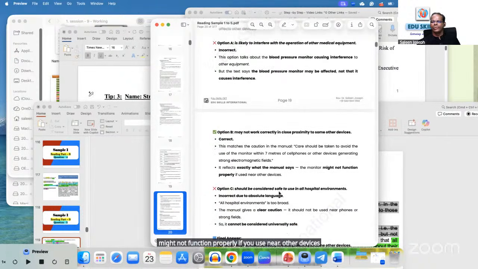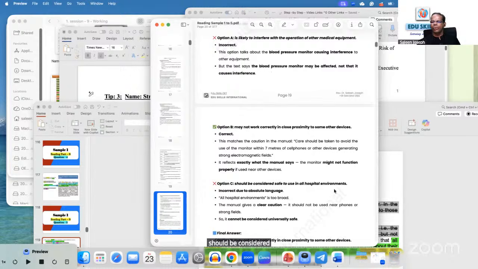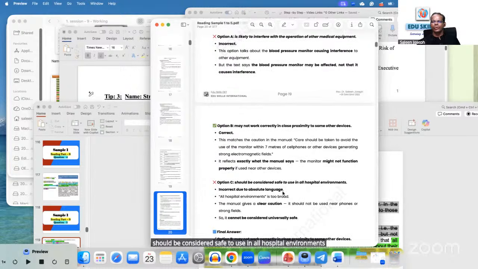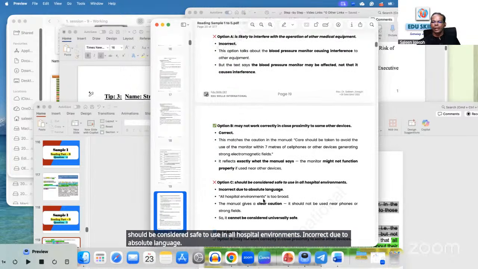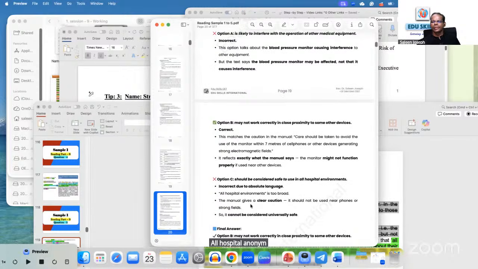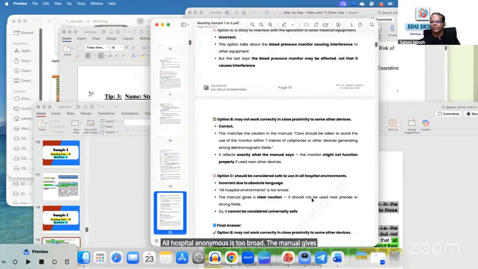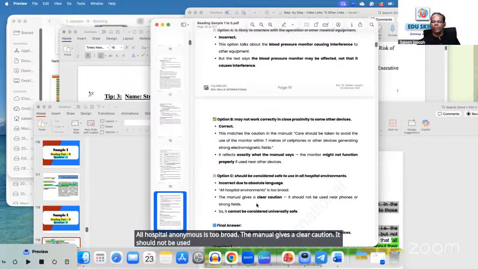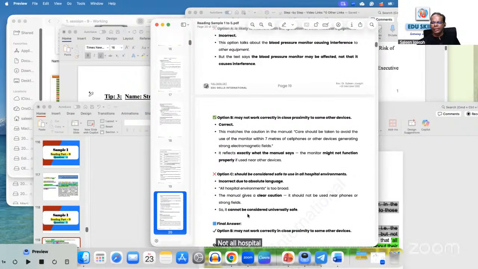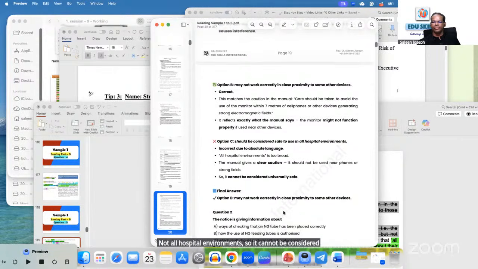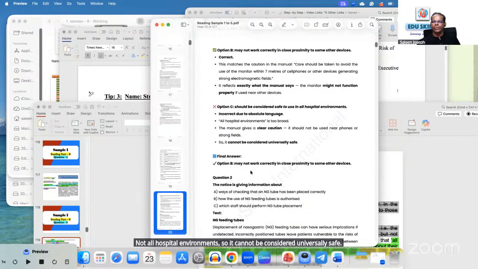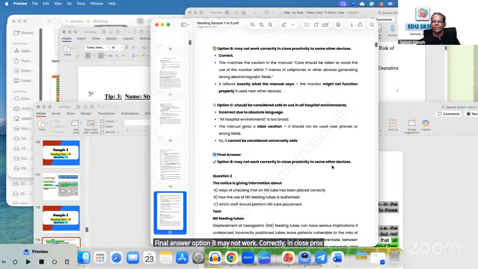Option C: should be considered safe to use in all hospital environments. Incorrect, due to absolute language. All hospital environments is too broad. The manual gives a clear caution. It should not be used near phones or strong fields. Not all hospital environments, so it cannot be considered universally safe. Final answer: option B, may not work correctly in close proximity to some other devices.